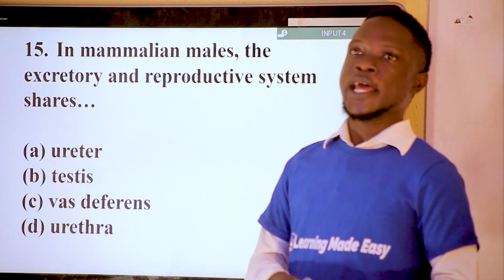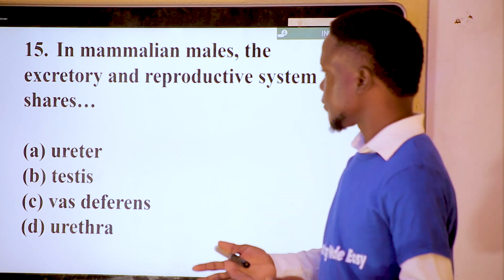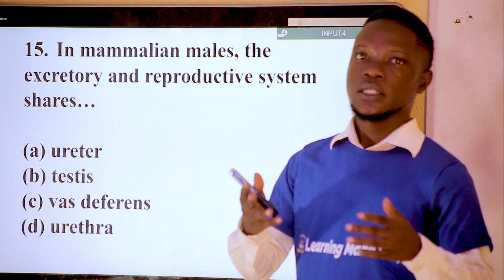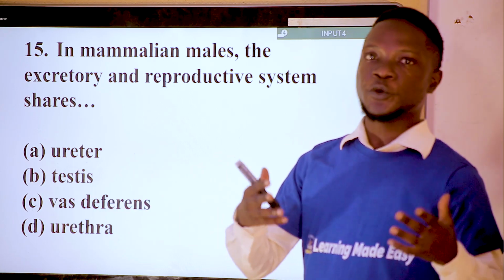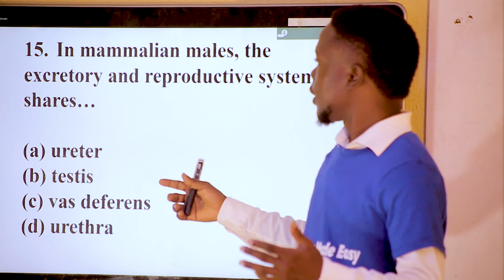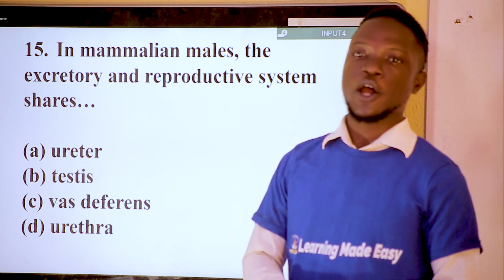The urethra connects the kidneys to the bladder, while the testis is responsible for the production of spermatozoa and the like. So the answer to this question is D, the urethra.